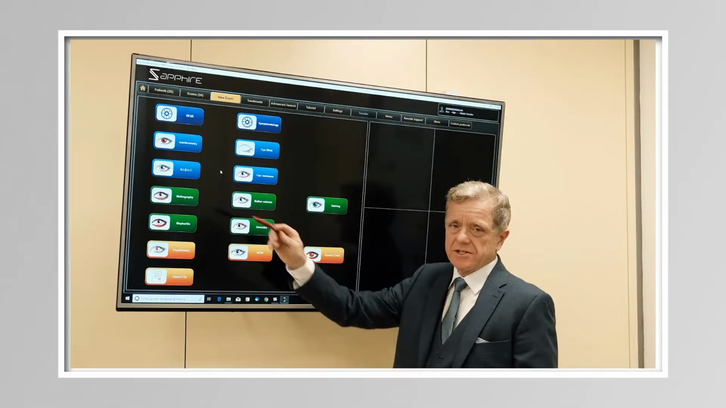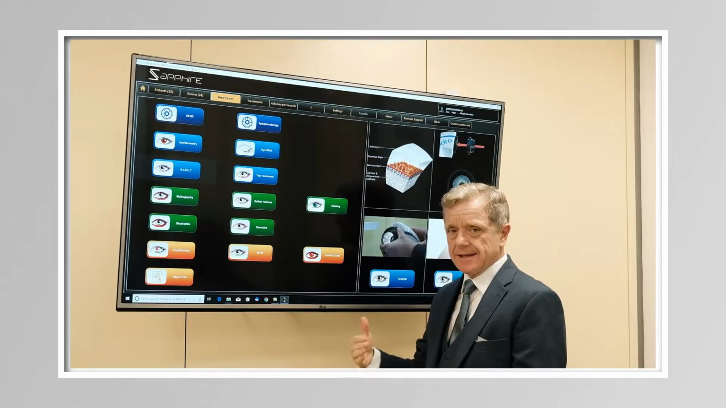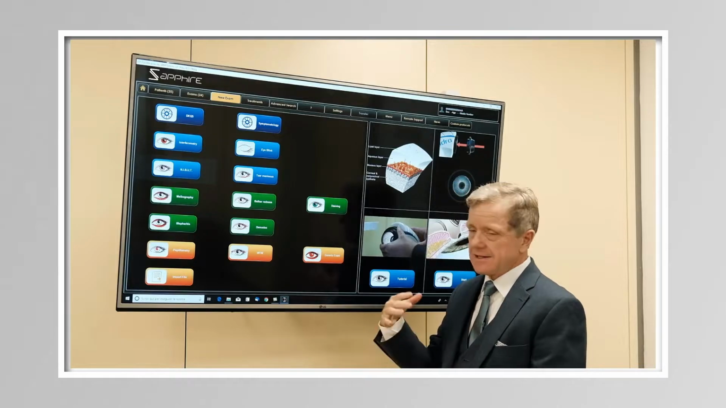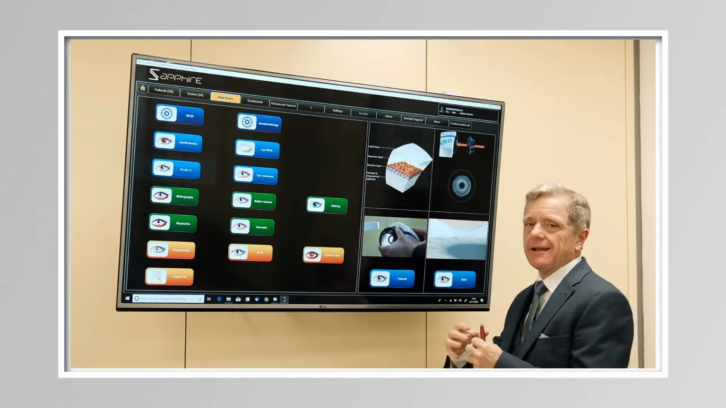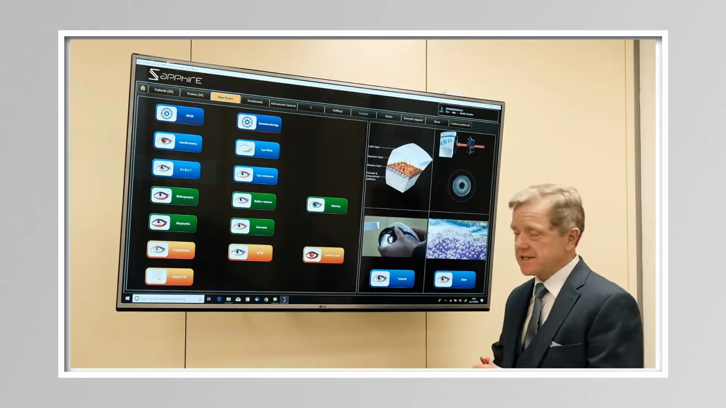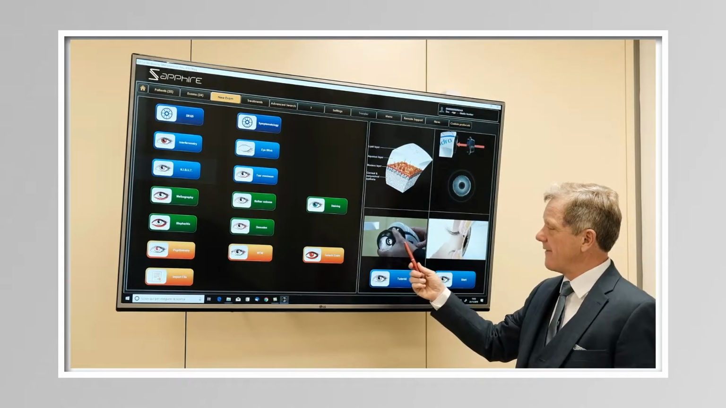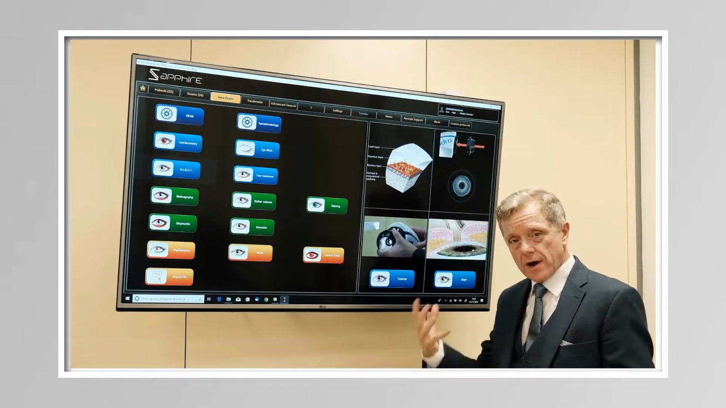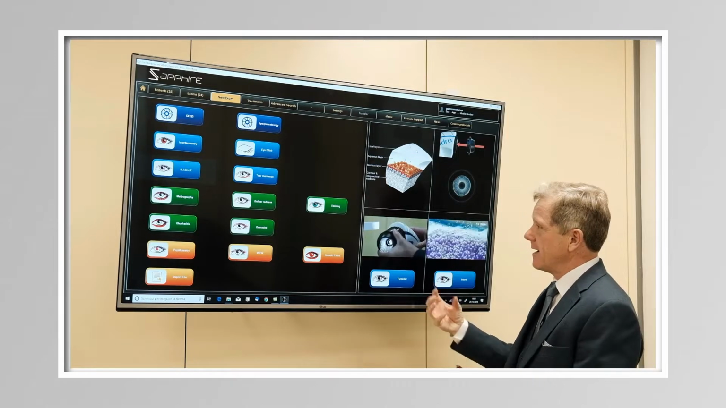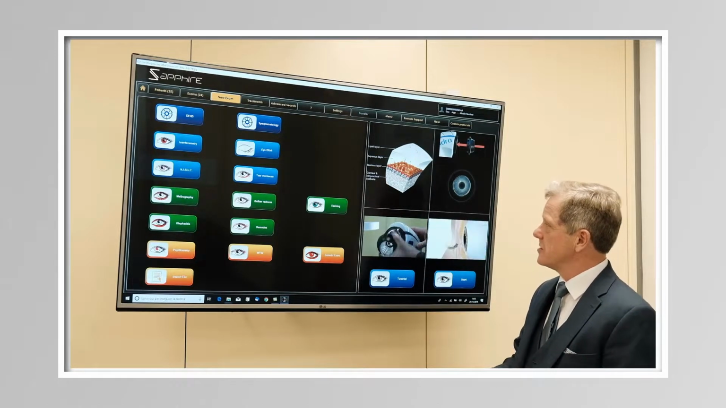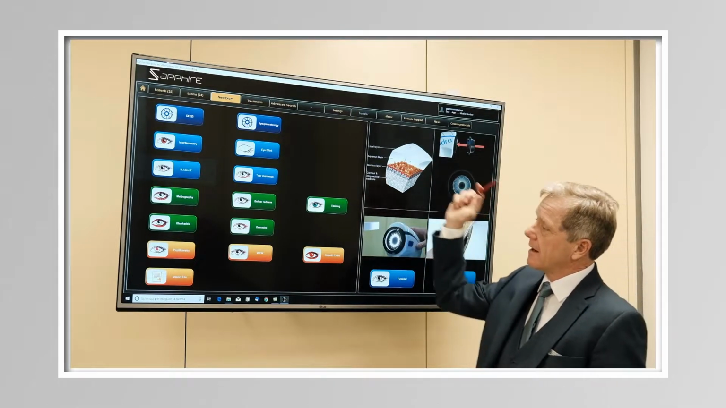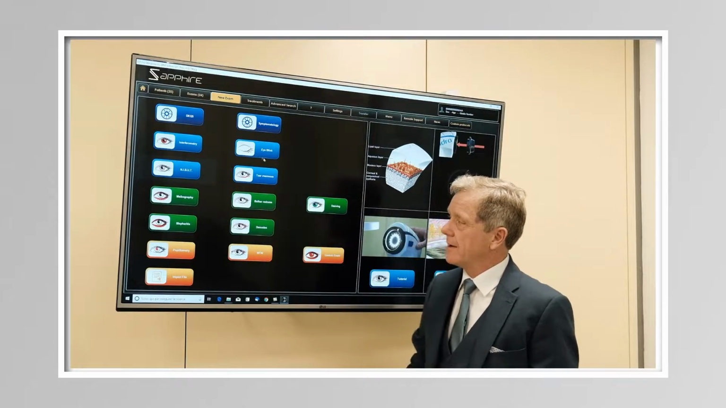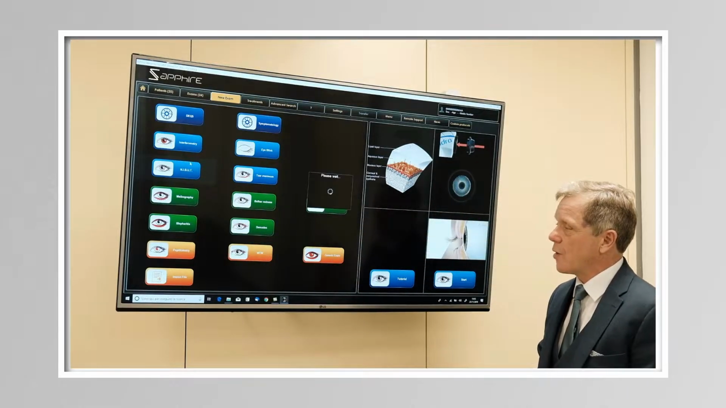NIBUT over here is what we call a non-invasive breakup time, and it's a way of analyzing the stability of the tears. You can see that we have to place on the Placido ring cone and then place that in front of the patient and click or double click on the NIBUT to acquire the image.